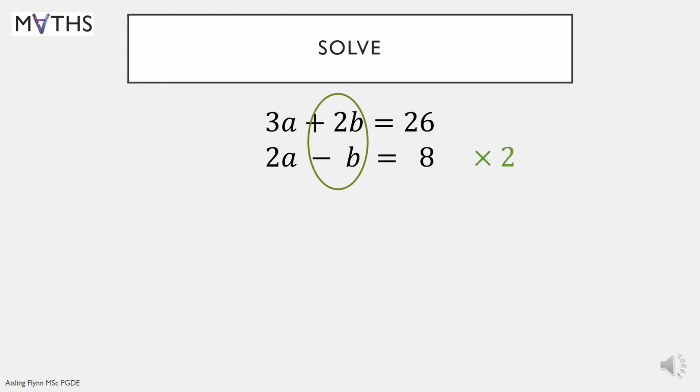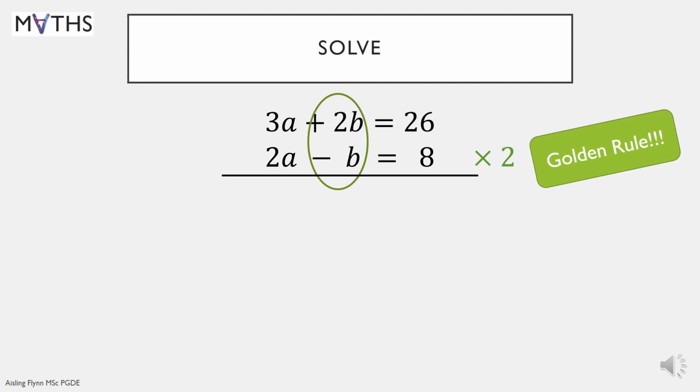So I'm going to choose to multiply the bottom equation by 2. Why? Because that will give me minus 2b, which will cancel out plus 2b. But always remember your golden rule. If you make a change to the left, you must change it to the right. And what we're going to do is multiply every single thing on the left by 2 and every single thing on the right by 2.